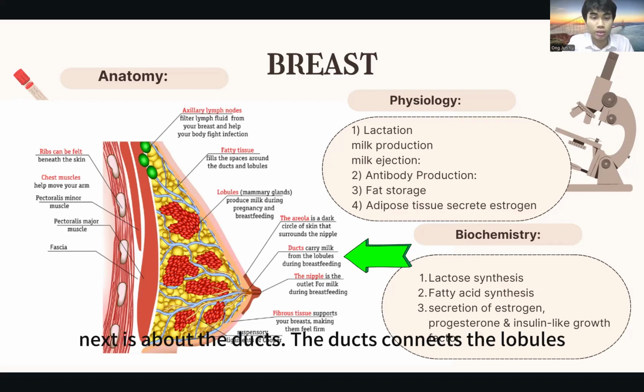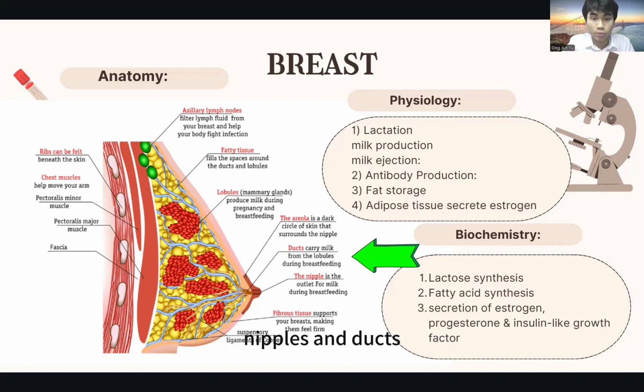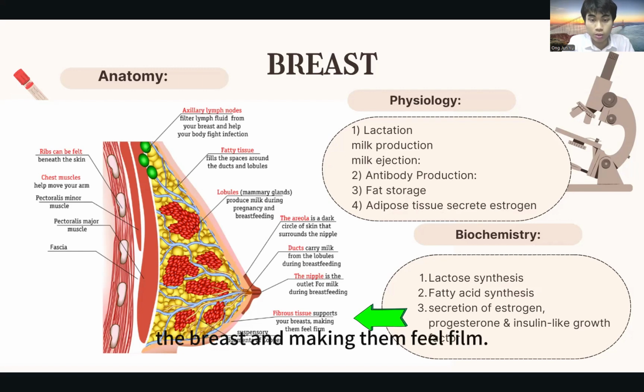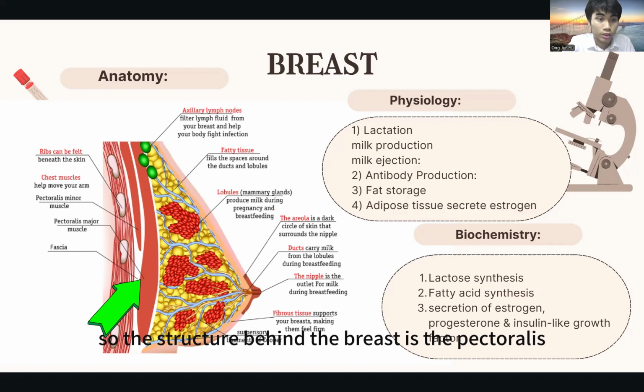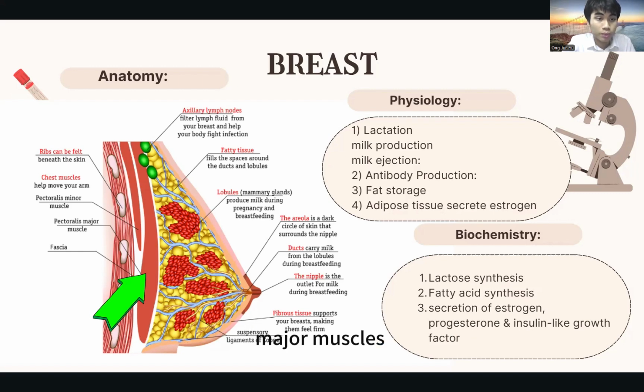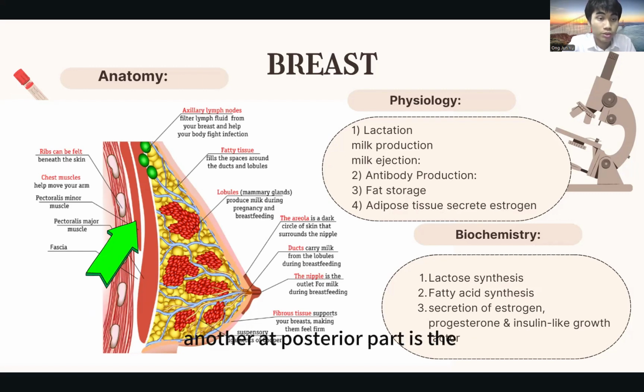Next is the ducts. The ducts connect the lobules and the nipples, and their function is to carry milk from the lobules during breastfeeding. Next is the fibrous tissue, which supports the breast and makes it feel firm. The structure behind the breast is the pectoralis major muscle, and another posterior part is the pectoralis minor muscle.